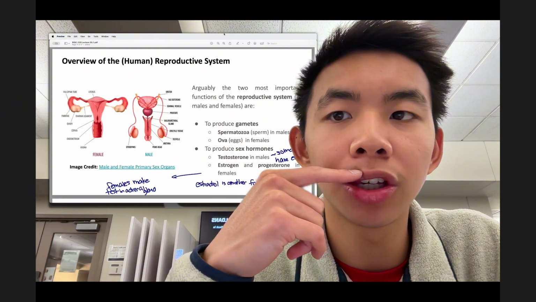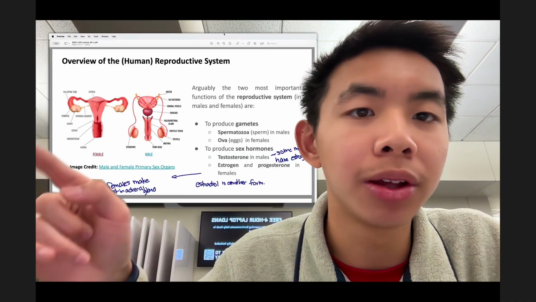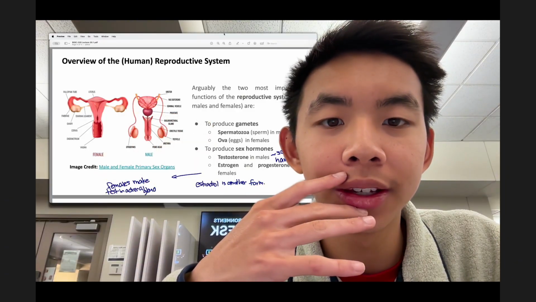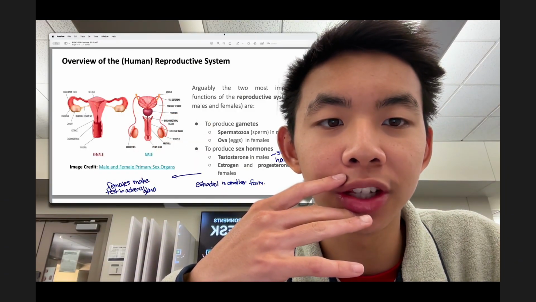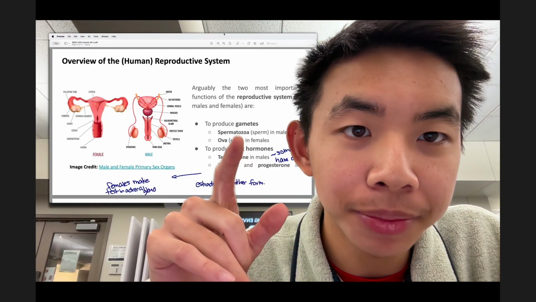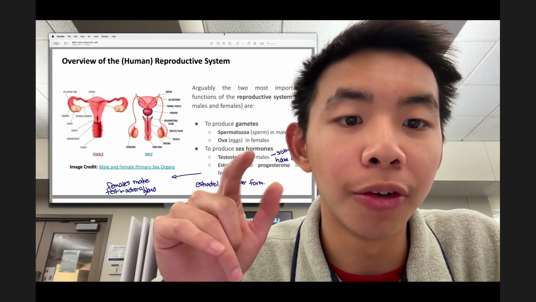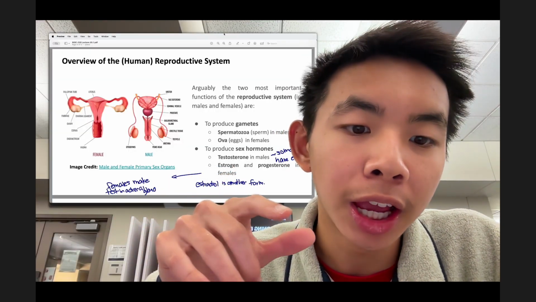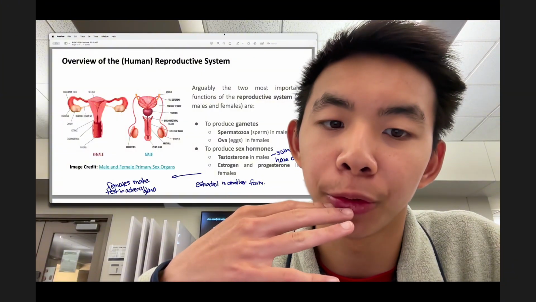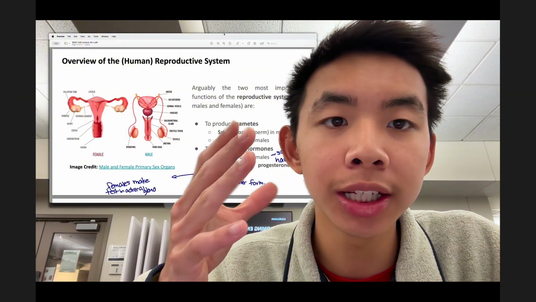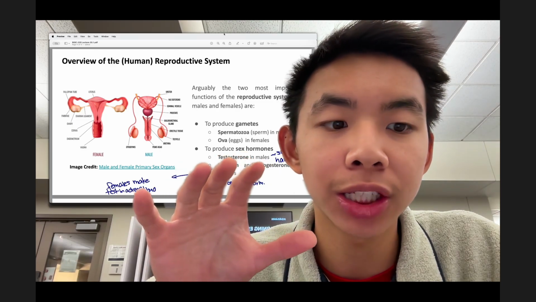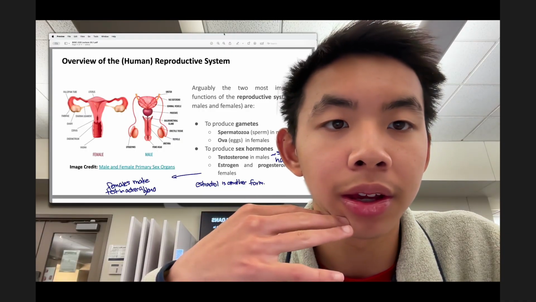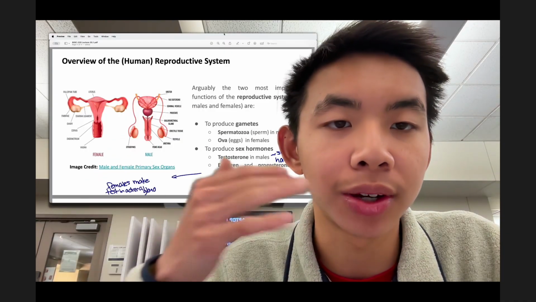Okay, so now I'm going to talk about the overview of the reproductive system. I've been looking at this and learning about this for the last 2 hours, so I'm kind of fried at the moment. The two most important functions of the reproductive system for males and females are to produce gametes, spermatozoa for males, ova for females, and to produce sex hormones: testosterone in males, estrogen and progesterone in females. You'll sometimes see estradiol, which is another form for females. Males aren't only testosterone; males also have estrogen, and females also produce testosterone as well. But females produce it in the adrenal gland because they don't have male reproductive organs.